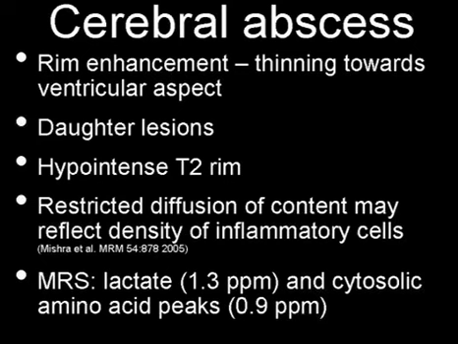So let's go ahead and talk about cerebral abscesses. Now, traditionally, we're going to be talking about rim-enhancing parenchymal lesions, and some of the differentials that we'll have for something like this would include things like a cystic metastasis or an aggressive glioma like a glioblastoma multiforme. Some of the additional hints that we can use to try to further differentiate a cerebral abscess from these neoplastic lesions include the presence of thinning along the ventricular aspect, looking for a daughter lesion, something that almost looks like a little bud of the lesion, and the presence of a hypointense T2 rim.